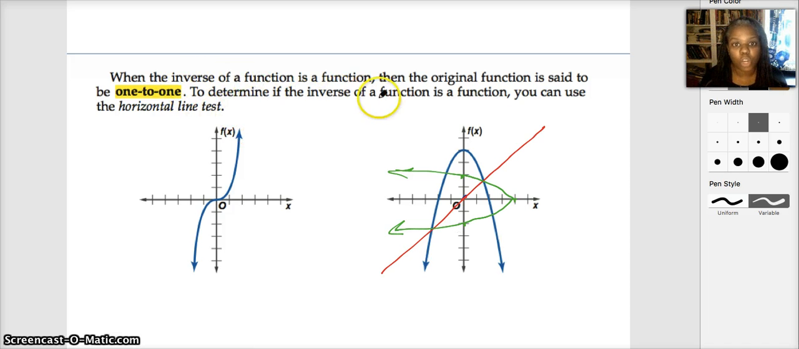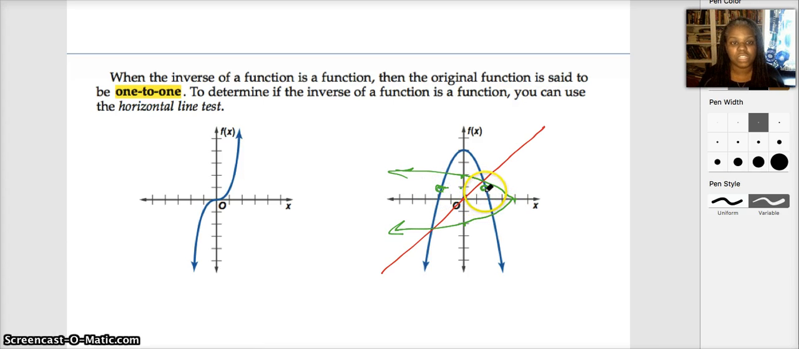So to determine if the inverse of a function will be a function, that original function has to be 1-to-1, meaning for each x value there's one y value, and for each y value there's only one x value. You can see our parabola fails it. We talked about it earlier in the video. Our parabola fails because when y is equal to 1, x could be either this value here or this value here. It's not 1-to-1.